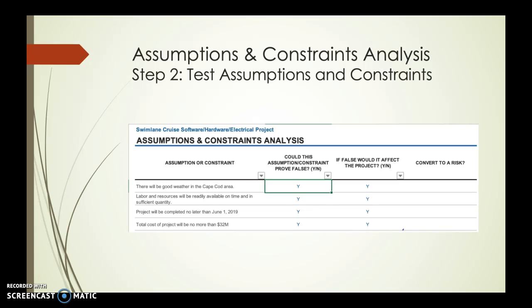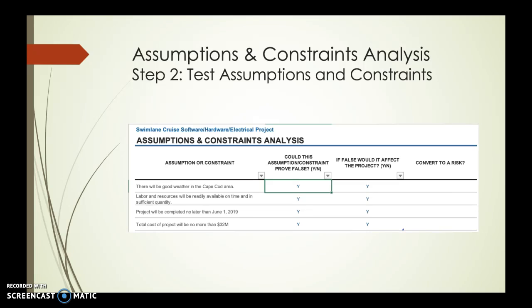Labor and resources may not be readily available on time and in sufficient quantity. The project may not be completed by June 1st, or it could be completed before June 1st, and the total cost of the project could be less than or greater than $32 million. So for all of these, they could be false. And then the next question is, if they're false, would it affect the project? And again, this could be affecting it positively or negatively.